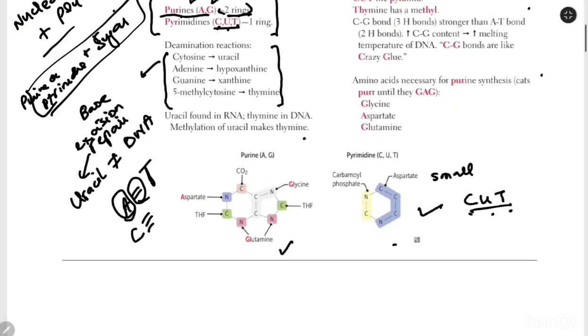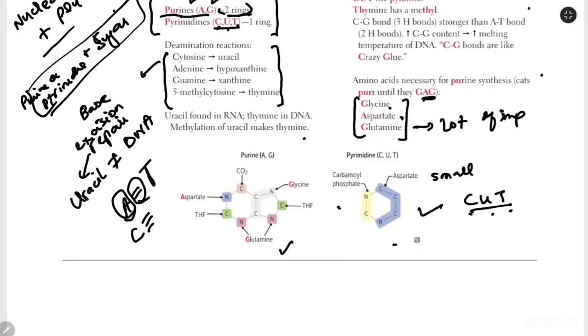For purine synthesis, if they say you are inhibiting the purine synthesis pathway, what amino acids would be affected? They would give you options such as glycine, aspartate, or glutamine. Glutamine has a lot of importance.